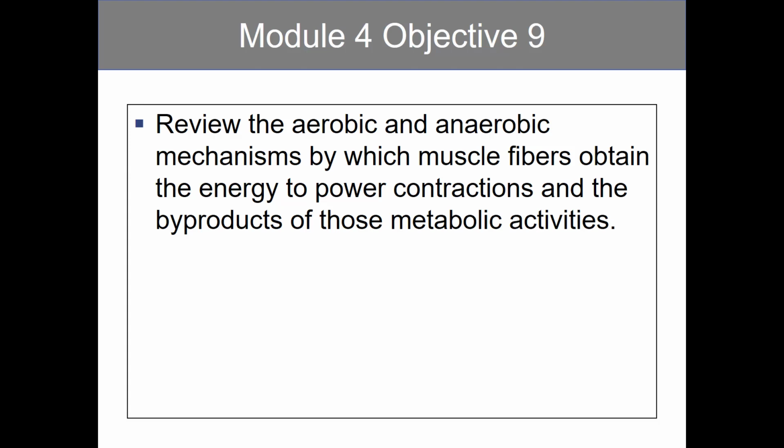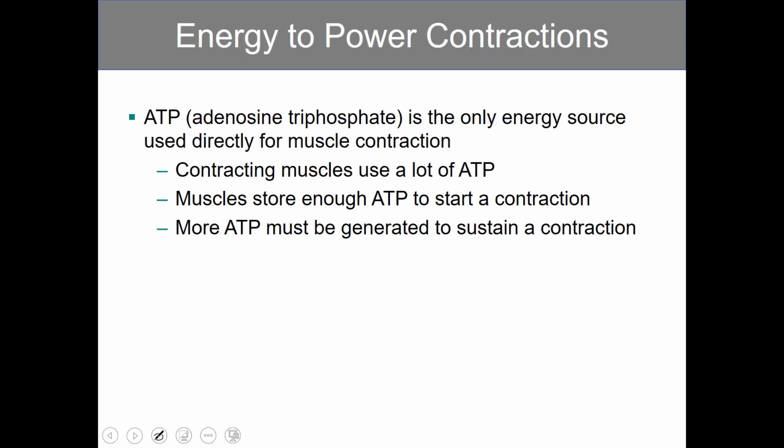Module 4, Objective 9: review the aerobic and anaerobic mechanisms by which muscle fibers obtain the energy to power contractions, and the byproducts of those metabolic activities. The only energy source used directly for muscle contraction is ATP, and recall ATP, adenosine triphosphate, is a modified nucleotide. Muscle contraction utilizes a lot of ATP, and the muscle can actually store ATP at the start of contraction, but it has to have mechanisms that will generate ATP in order to sustain muscular contractions.